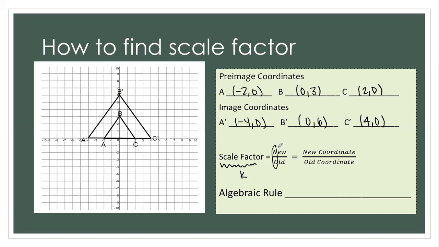If I circled these first 2 letters, what would they spell? No. So this is how I memorized it. How I know it's new over old: it spells no. The first 2 letters spell no. That's how I memorized what to do. Okay, so new over old.